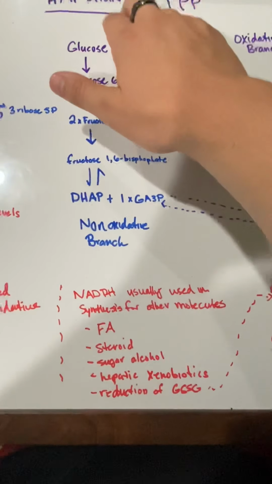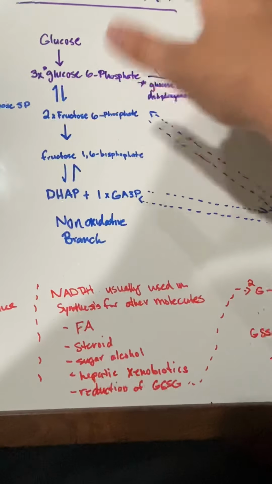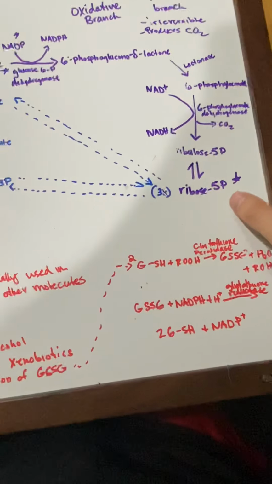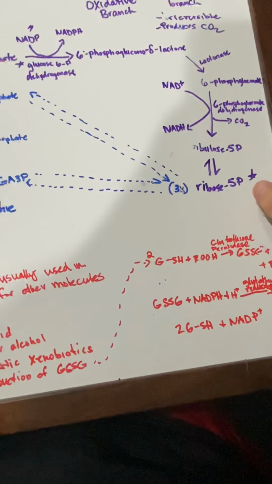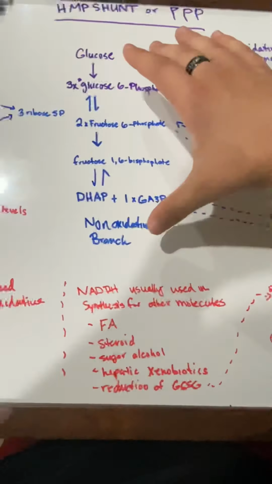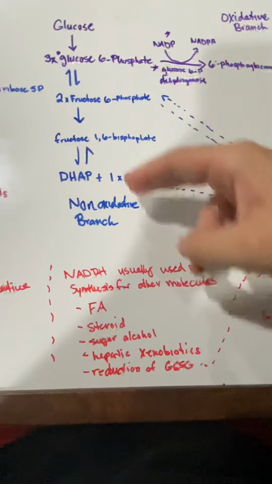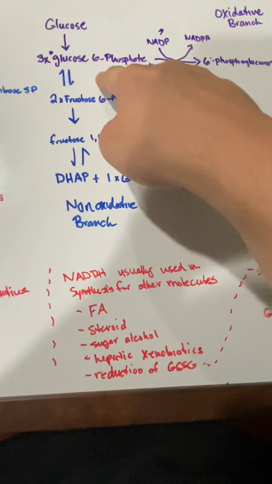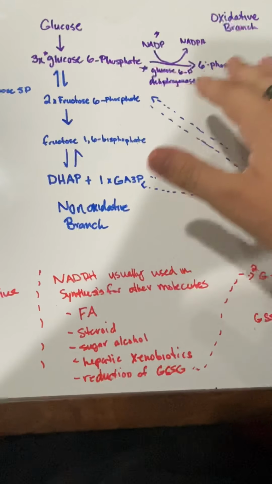Okay, so we're going to talk about the HMP Shunt, or it's just called PPP. It's just how we make the ribose 5-phosphate to make pyrimidines and purines. So this is glycolysis, that pathway. We're going to get to glucose 6-phosphate, and this branch is called the oxidative branch.